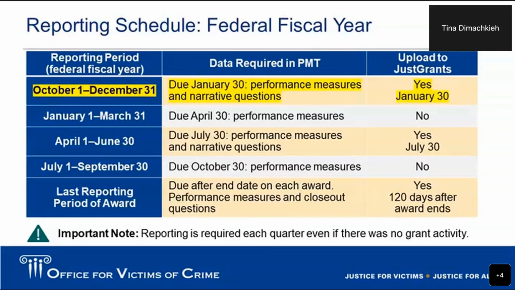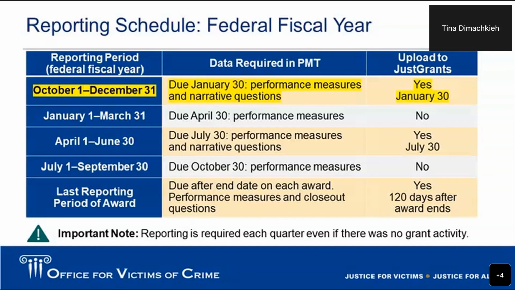So we have those 4 quarters, as you see here, October 1st to December 31st. That's 1 full quarter, and data is required in the PMT by January 30, and data in JustGrants, or uploading to JustGrants, is also required by January 30. So this is what your first reporting period looks like. You have the performance measures to complete in the PMT, and you have narrative questions to complete in JustGrants for submission. And I will go into detail on what that looks like.